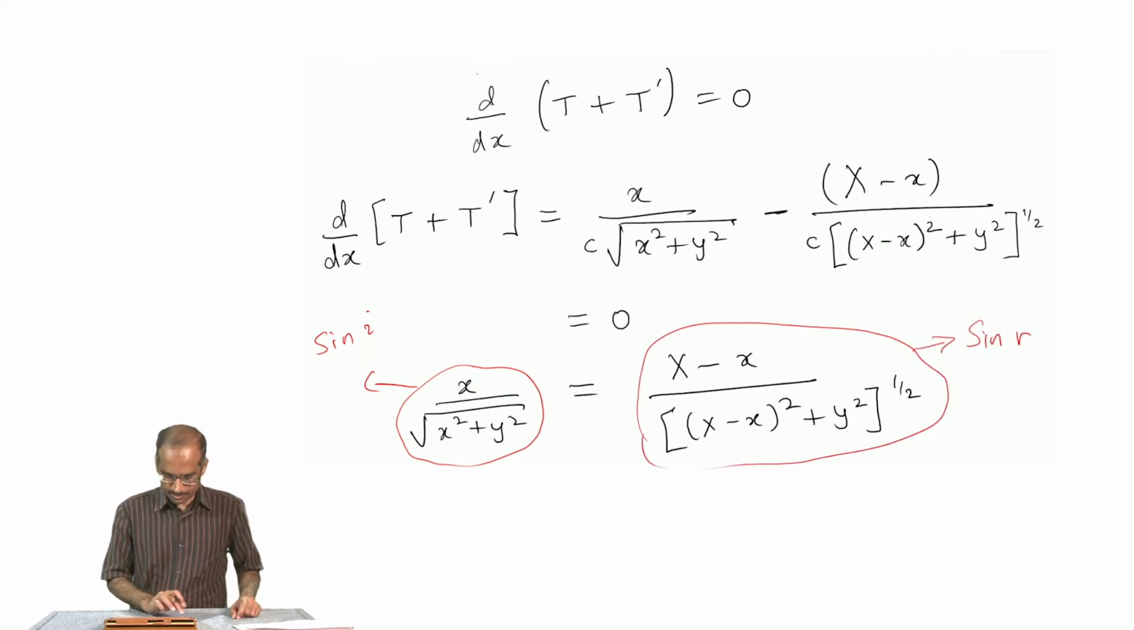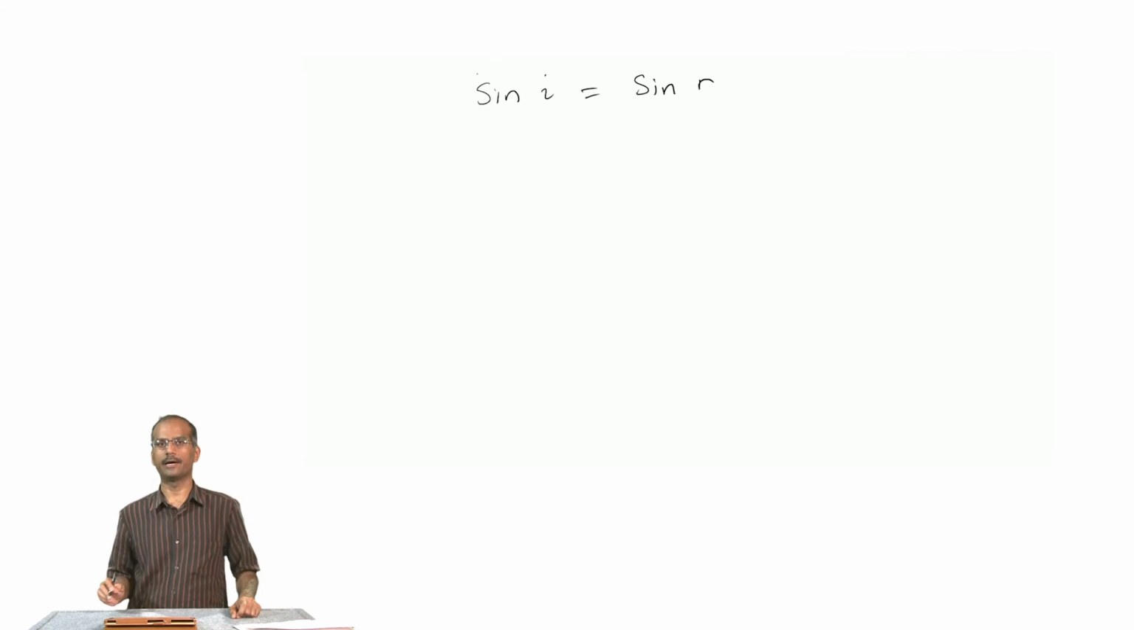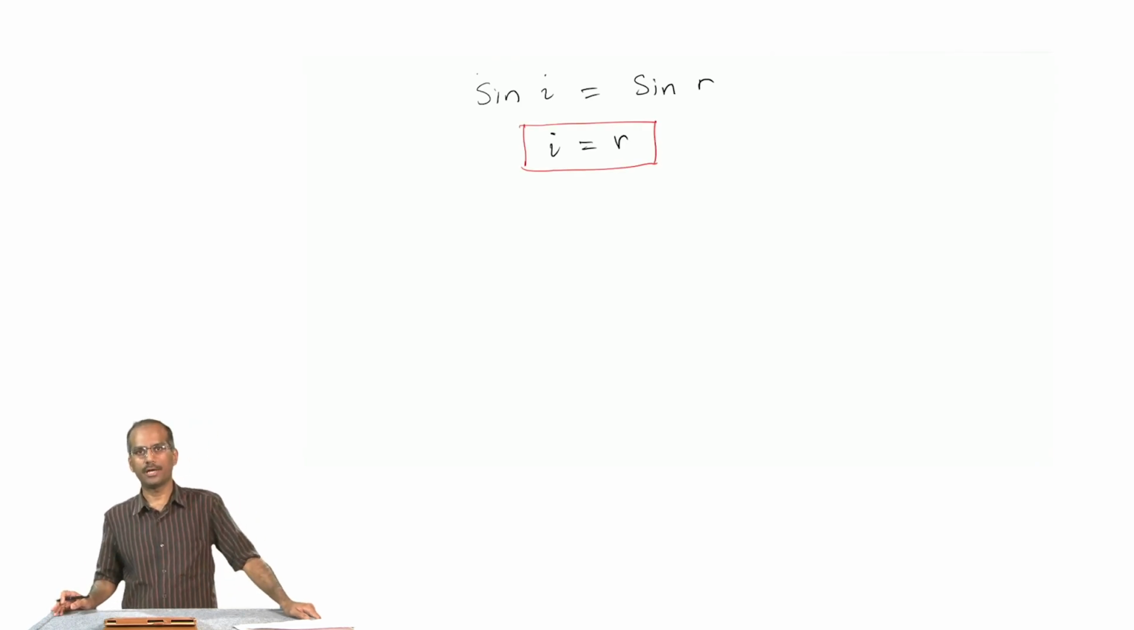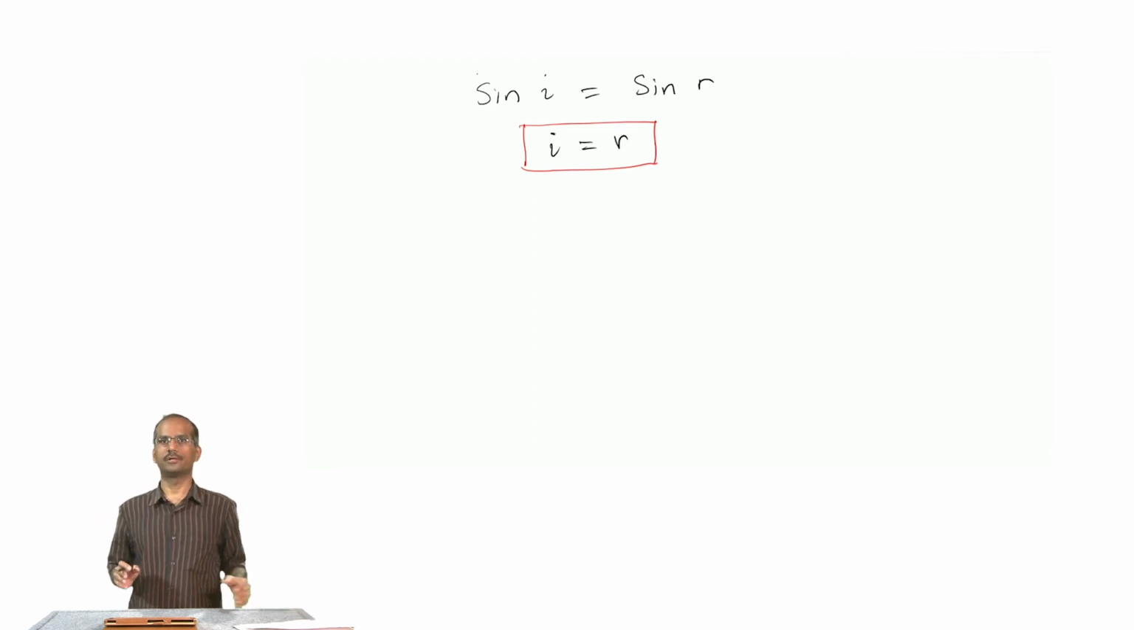So, Fermat's principle in this problem tells us that sin I is equal to sin R. Of course, this is a problem with multiple possible solutions, but if we take the simplest possible solution, this tells us that I is equal to R. Angle of incidence is equal to the angle of reflection. So, this is one of the commonly stated laws of reflection.